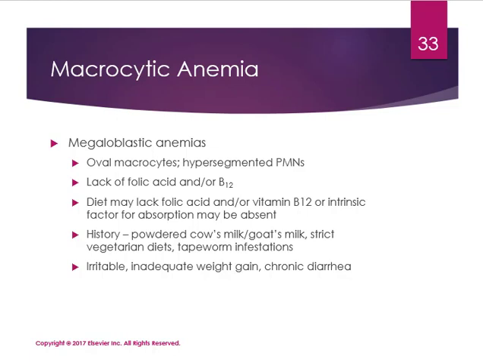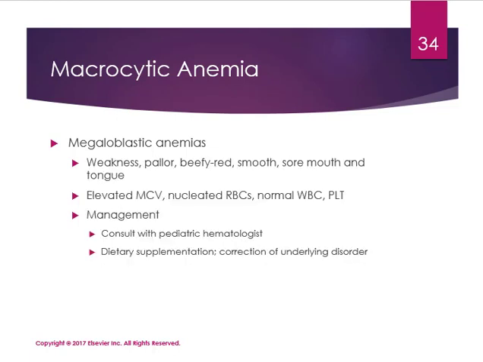Megaloblastic anemia may develop if the diet lacks these two substances, or if the intrinsic factor necessary for absorption is absent. So you may see kids that are on powdered cow's milk or goat's milk, a strict vegetarian diet, or may have some tapeworm infestations. Clinically, they may present as being irritable, not having sufficient weight gain, and having chronic diarrhea. They may be weak, be pale, have a beefy red, smooth tongue, and a sore mouth.